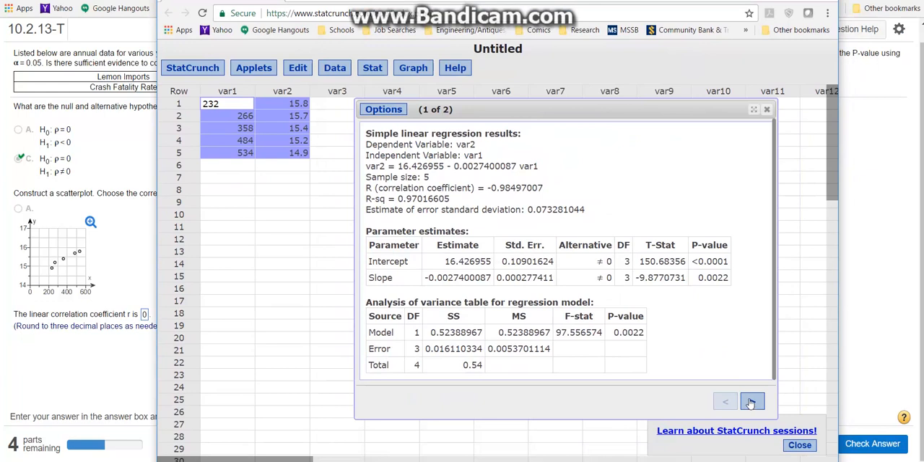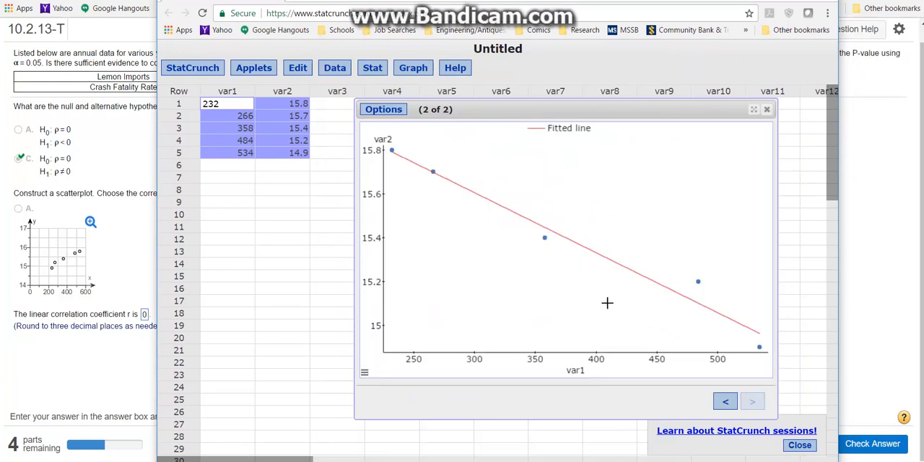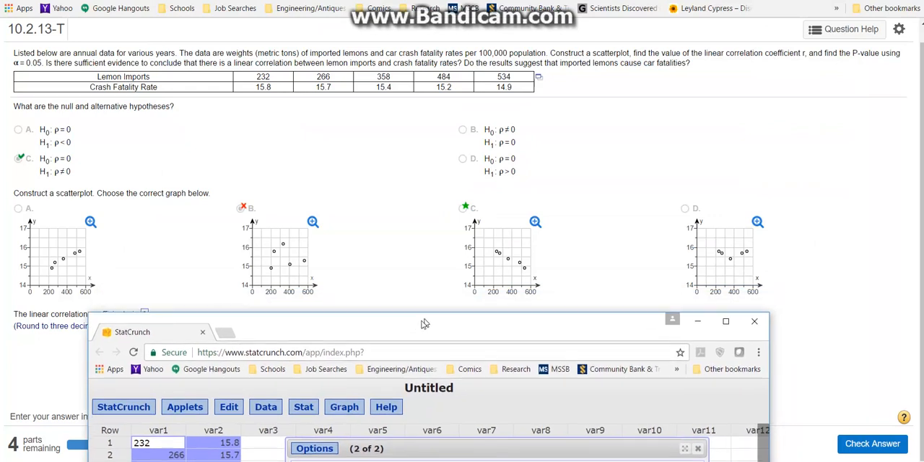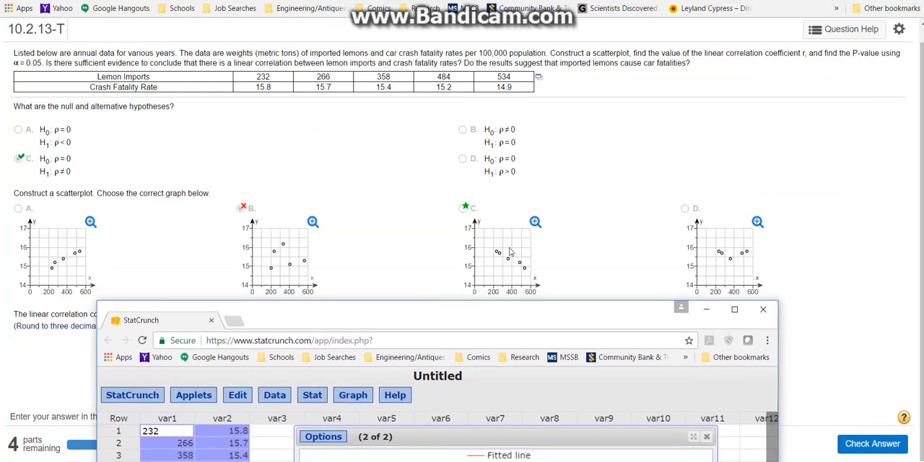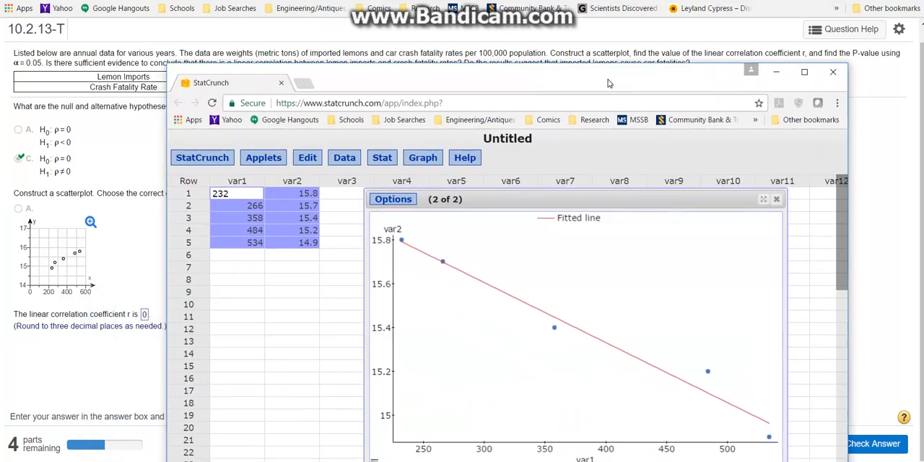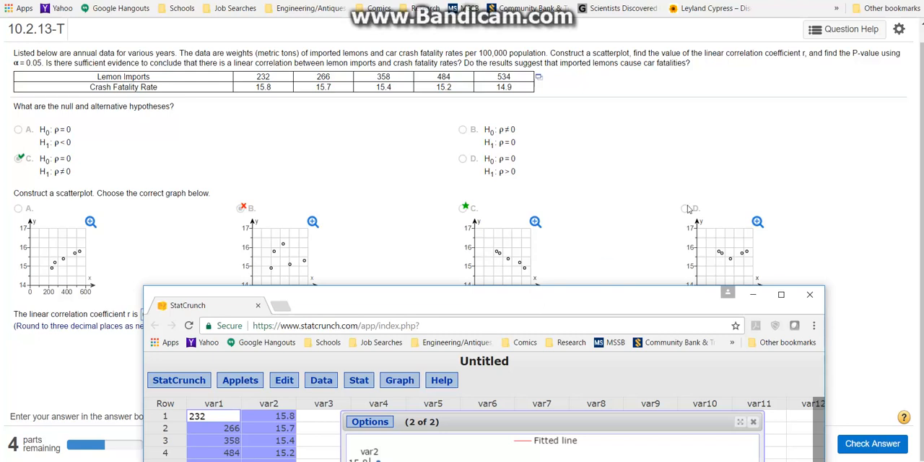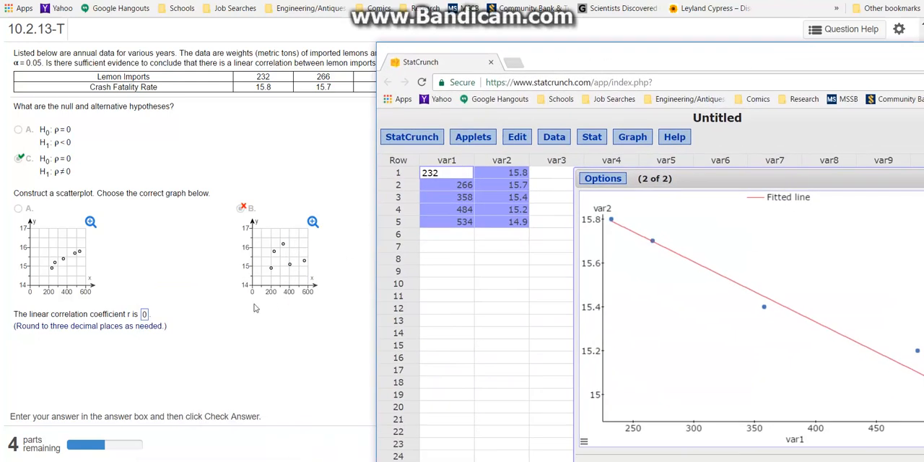If I go to page 2, it gives me the graph. And as you can see, it's trending down. As I go from left to right, it trends down. And if I look at my examples here, it looks like example C is going to be the best fit. So example C is going to be the scatter plot.